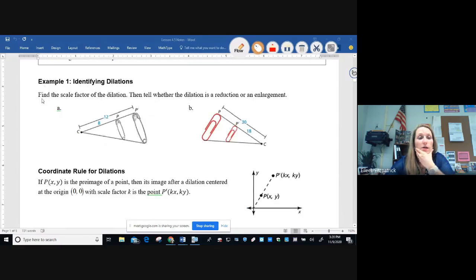All right, so find the scale factor of dilation, then tell whether the dilation is a reduction or an enlargement, all right? So here you have P and here you have P prime. So you know that this safety pin is your pre-image and this safety pin is your image, okay? So just looking, you can make the determination whether it's a reduction or an enlargement. This would be an enlargement. I'll get my pen out. All right, so for letter A, it's an enlargement.